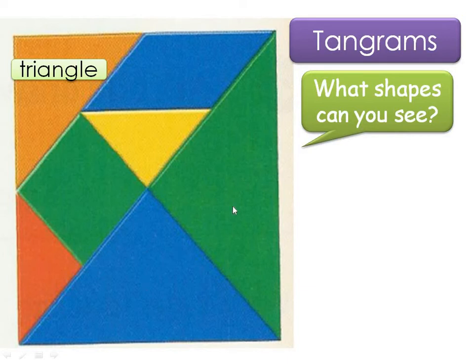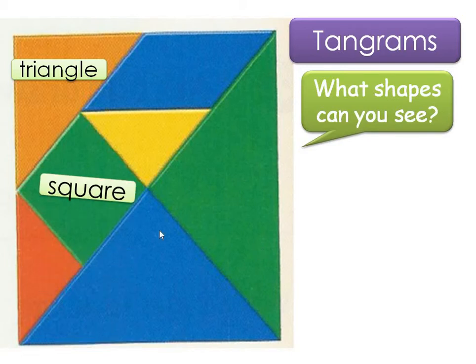1, 2, 3, 4, 5. We have 5 triangles. Okay, a triangle shape here. Okay, what else? What shapes can you see in this tangram?